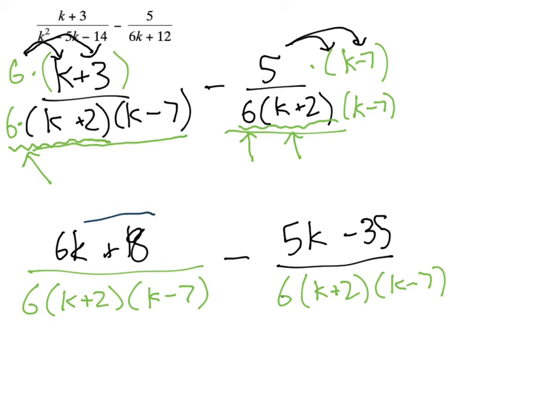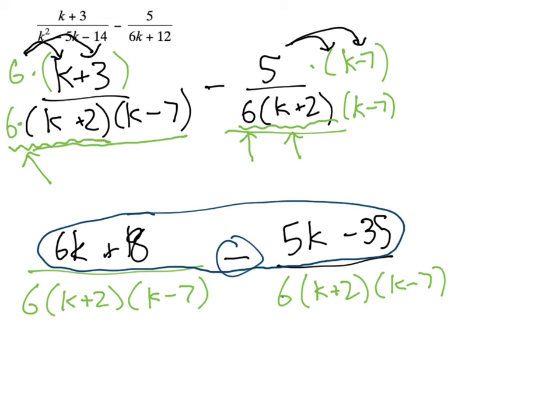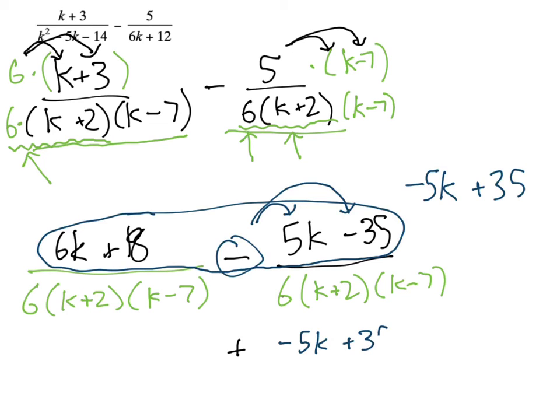Now that these denominators match up, we're ready to complete this problem by subtracting the terms in the numerators. Remember that this negative sign is something that needs to be distributed to both of the terms in this numerator. So this negative times 5k is going to become -5k, and negative times -35 gives us +35. So we can rewrite our second rational expression as negative 5k plus 35 all over our common denominator.